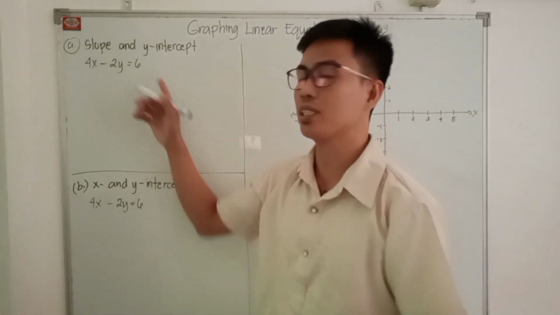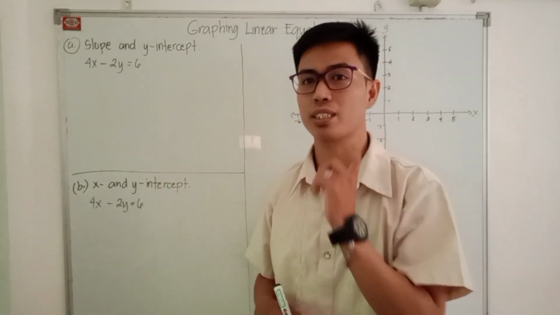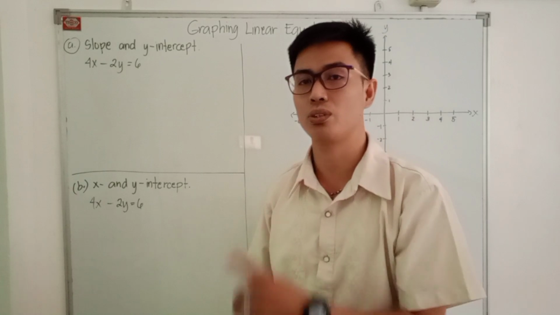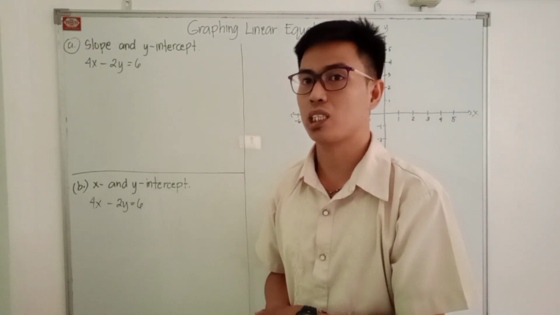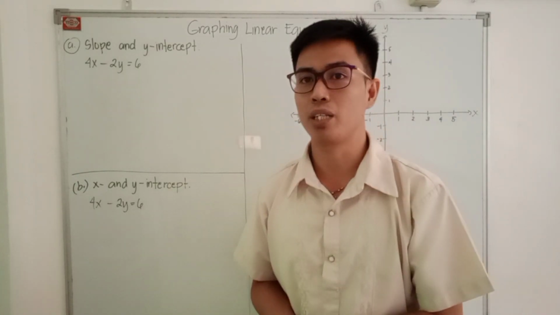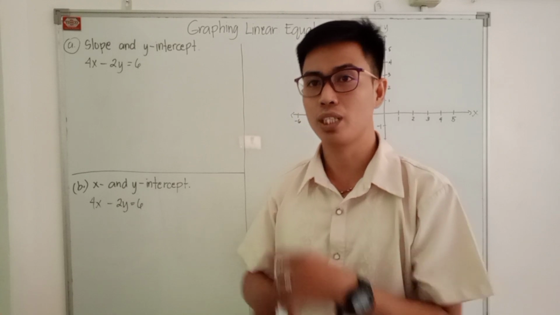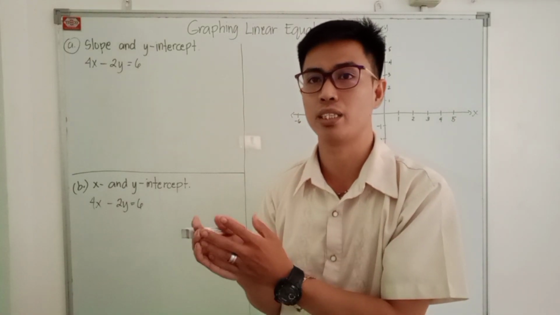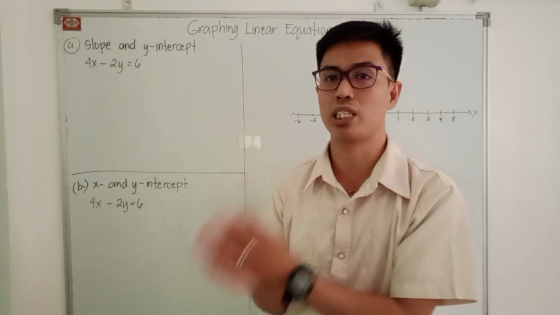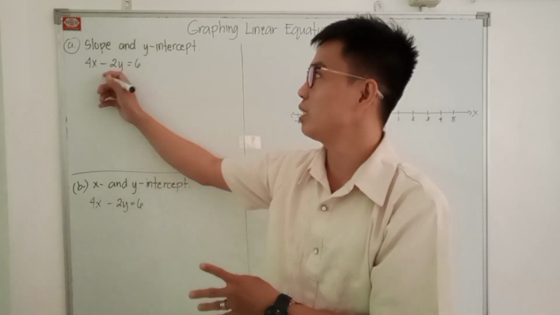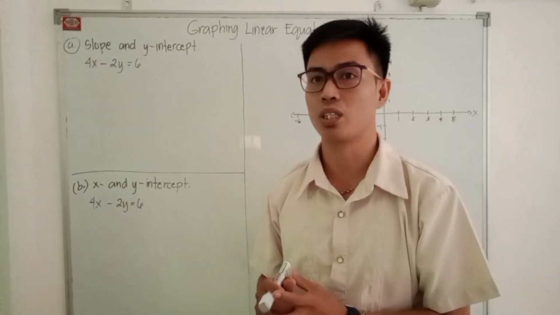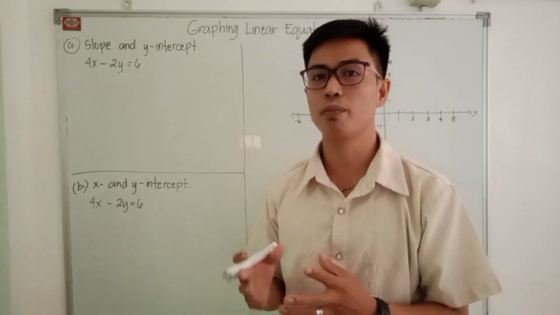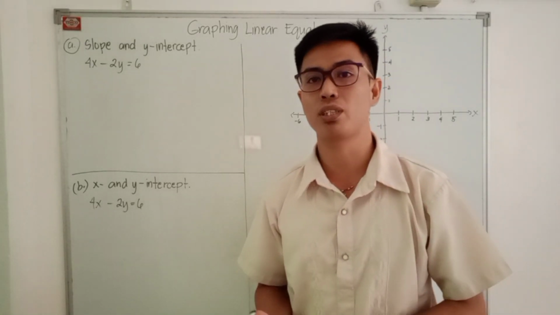Now, for the first process, or yung unang way natin kung paano mag-graph, is by the use of the slope and y-intercept. So, kunin lang natin yung slope ng ating given at saka yung y-intercept. So, paano natin gagawin yun? So, given here is 4x minus 2y equals 6. So, the given is in standard form of equation.